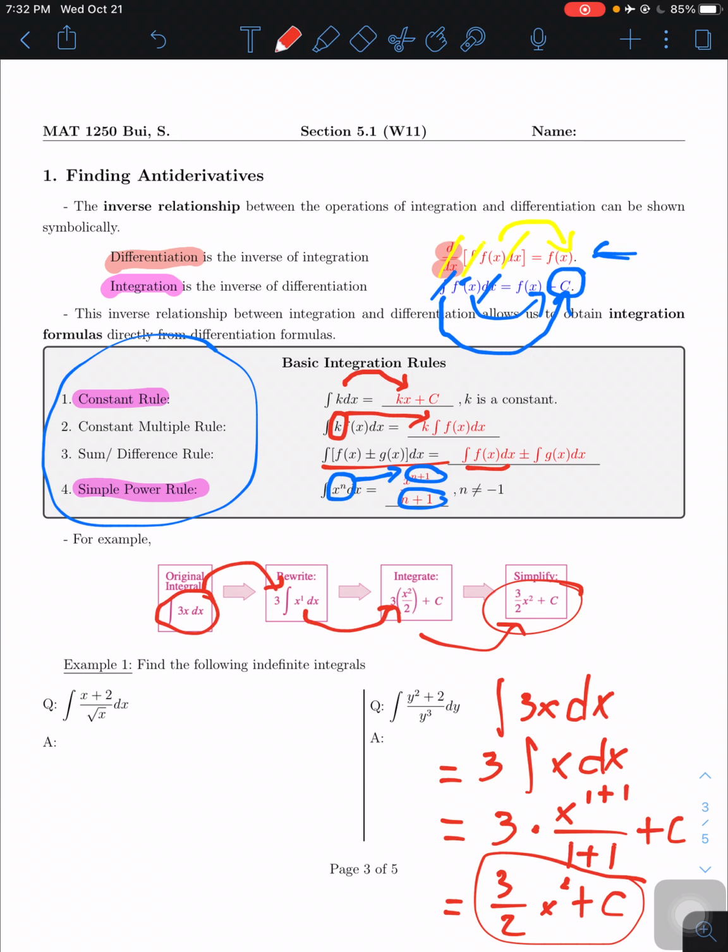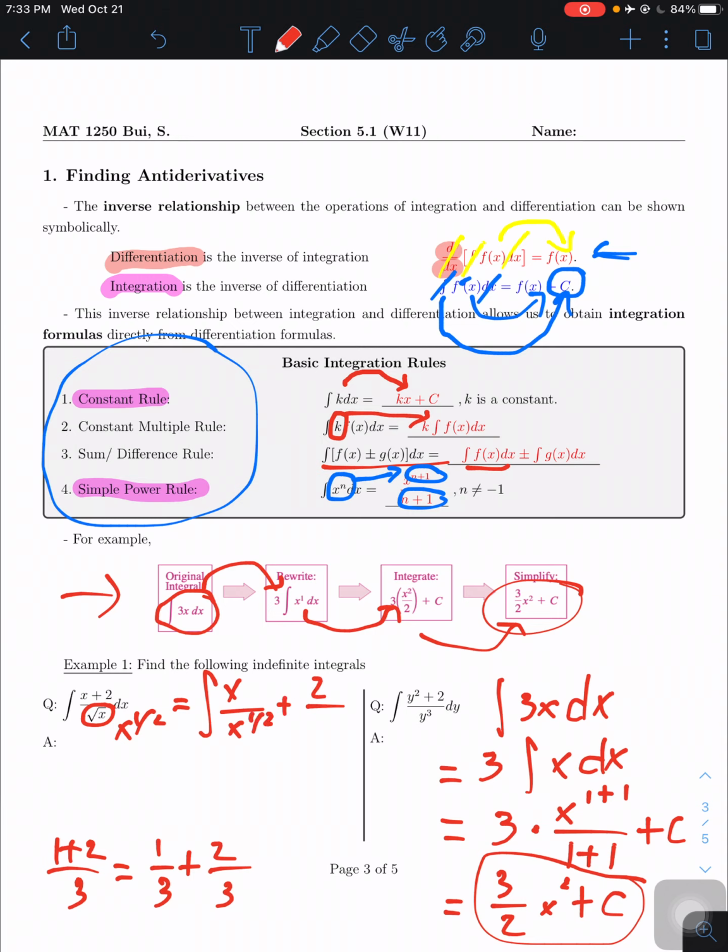So let's talk about my work here. I know this looks way harder than the example here, but trust me, it's not going to be that bad. First of all, we know that the square root of x is actually x to the 1/2, so let's rewrite it. A quick reminder: back in the day, when you had 1 plus 2 divided by 3, we could split it into 1 over 3 plus 2 over 3. We're going to do the same thing here: x divided by x to the 1/2 plus 2 over x to the 1/2, and then dx at the end for the integral symbol.